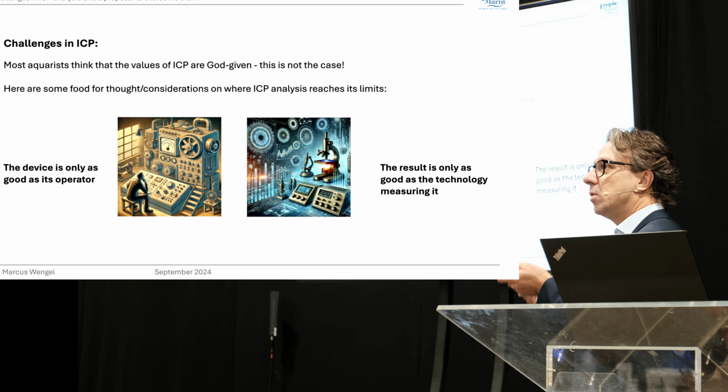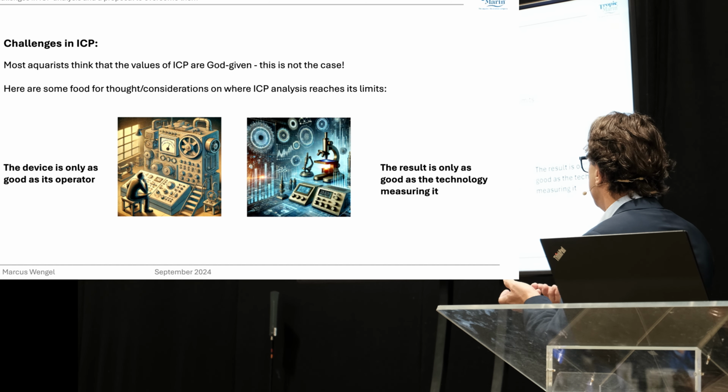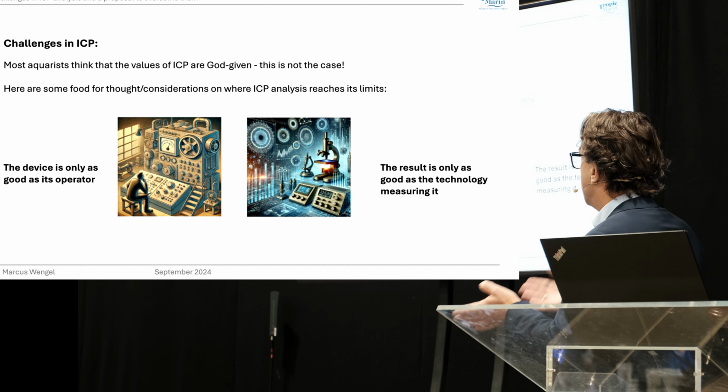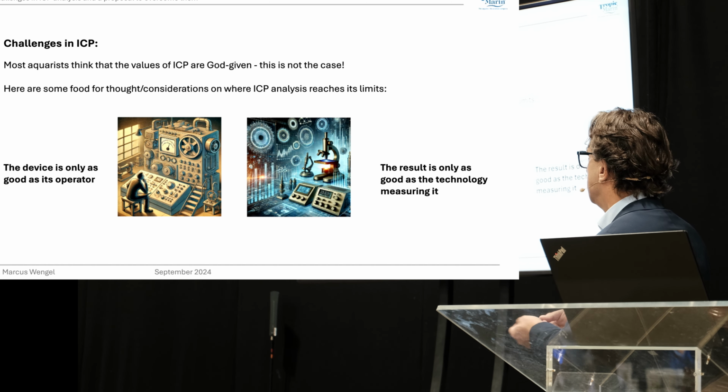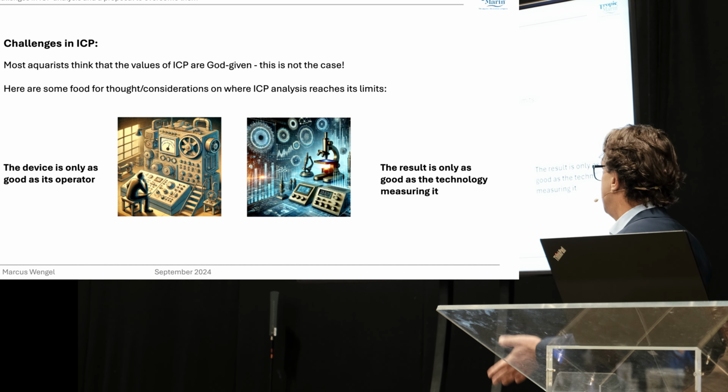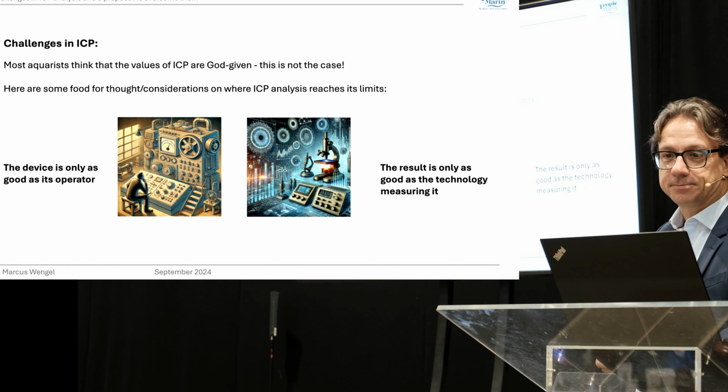And salt water is one of the most difficult matrices to measure. So most people doing ICP for salt water use the Spectro machines because they are specialized in this. So the technology is very important for your results.